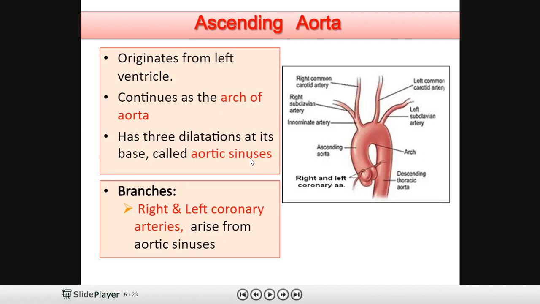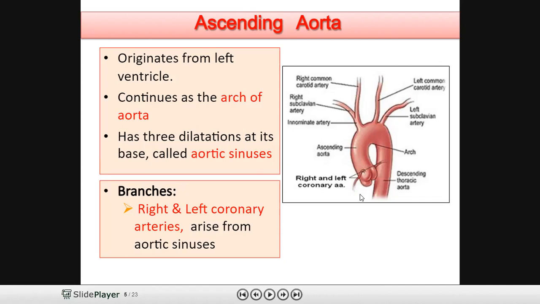Now, yeah, go ahead. What is the dilatations? Oh, okay. Dilatations are like expansion, to dilate. So they are like expansions. If you see that these 3 places, they're expanded, it's bulging out, okay? So it has 3 dilatations at its base, which are called aortic sinuses.